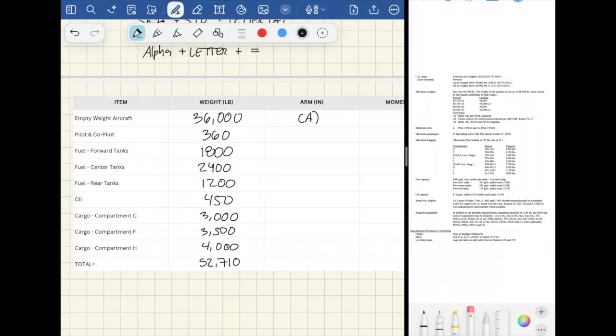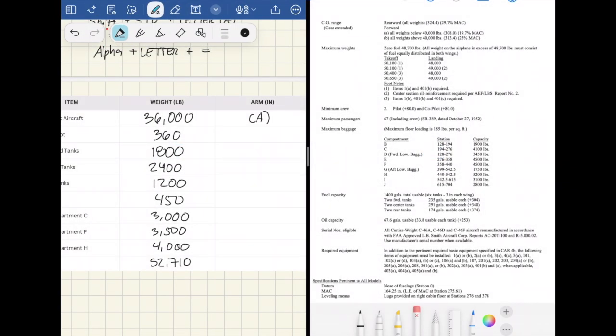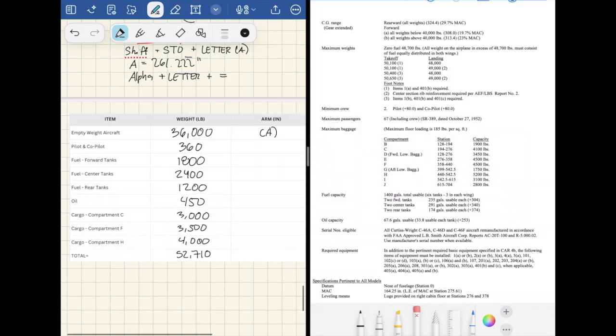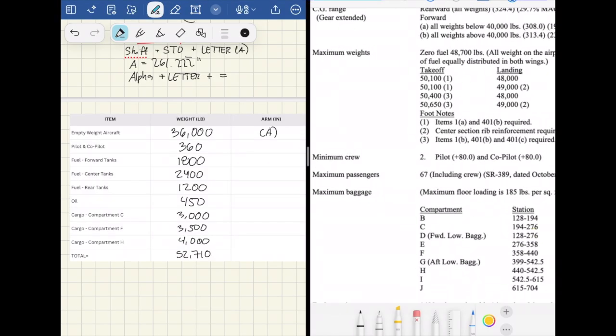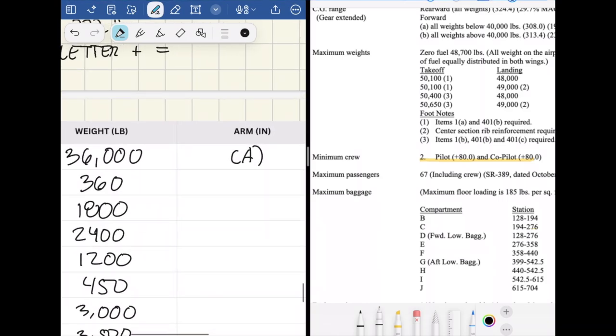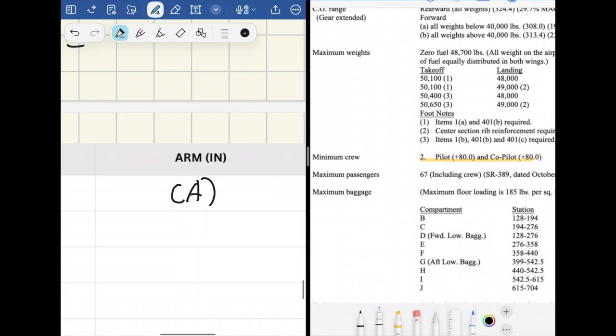Let's move sa arm. So, dito tayo magbabase sa ating TCDS. Nakasama sa ating word problem. Okay, so start tayo sa pilot and copilot. Base sa ating type certificate data sheet, let's look for the info regarding sa pilot and copilot. So, we have here, minimum crew. We have 2, pilot, and then copilot. So, dalawa sila. So, ang arm nila is 80 parehas. So, we'll put that there. 80 guys, huwag i-add. 80.